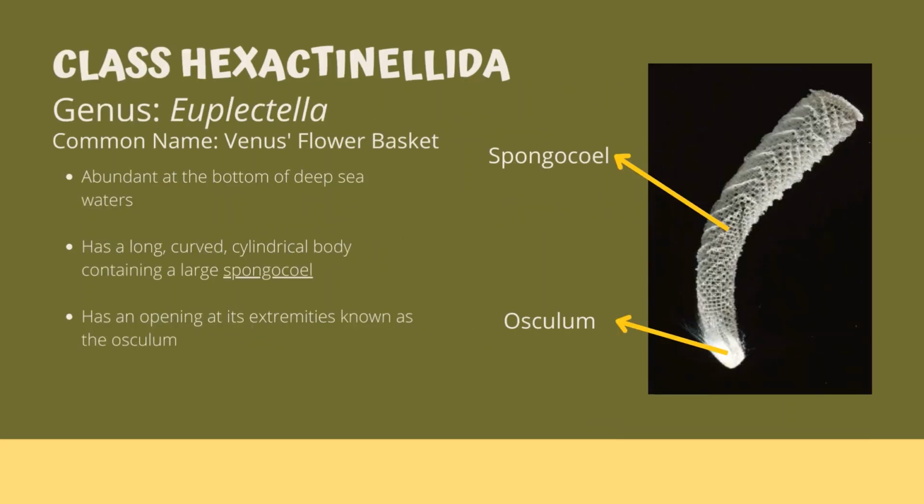The genus Euplectella of class Hexactinellida is especially abundant at the bottom of deep-sea waters. It has a long curved cylindrical body containing a large spongiocele. It also has an opening at its extremity known as the osculum.